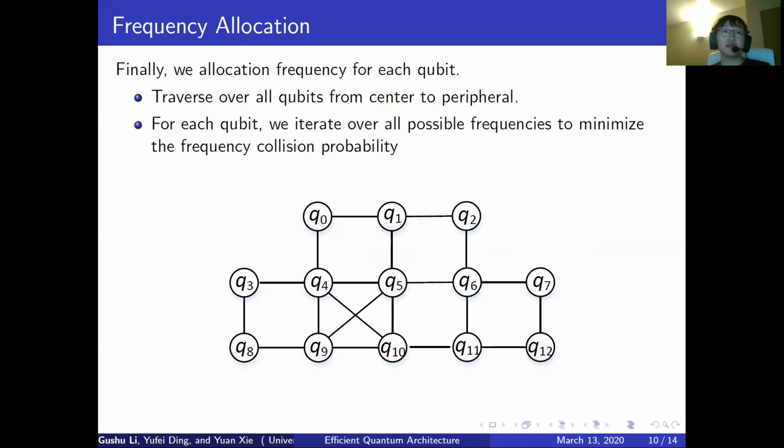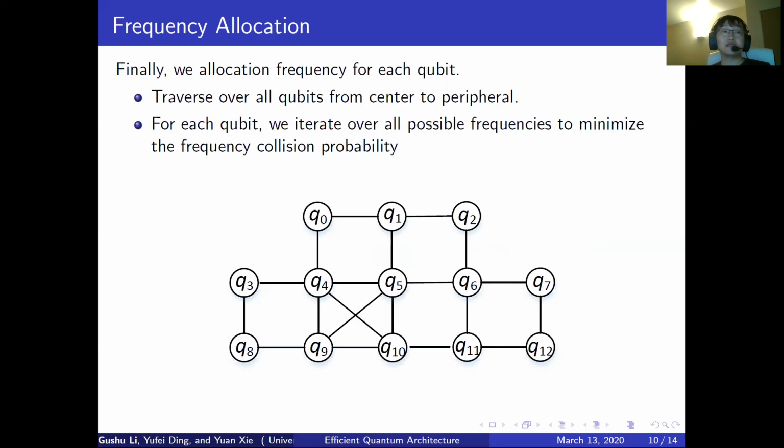The last step is to determine the frequency of each qubit, which I call frequency allocation here, to minimize the frequency collision probability after fabrication. This is actually a hard optimization problem with a large search space. So we design a step-by-step heuristic local optimization algorithm here.